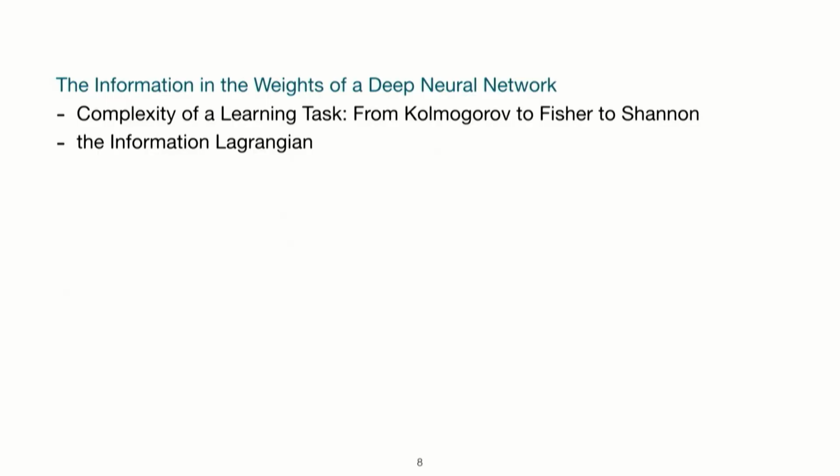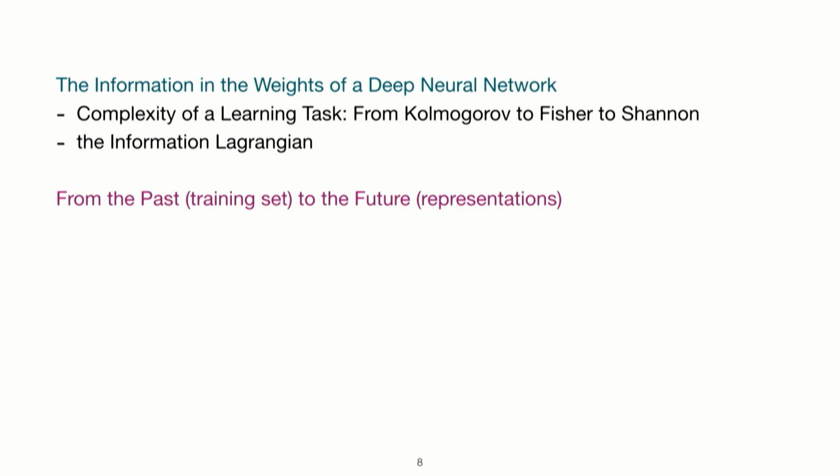In the first, I'll talk a little bit about information in the weights. There's a lot of details and nuances. They're in the papers, they're on arXiv, but I'll try to give you the gist. And there is this information Lagrangian, which is what you would like a deep network to optimize, even though it's not what it does. Now, that all pertains to the past.